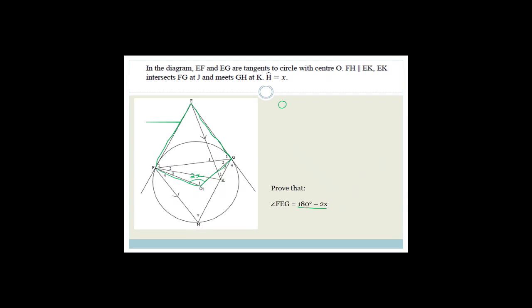So you could say that O1 equals 2x, because angle at center equals 2 times angle at circumference, okay? And therefore, angle FEG has to equal 180 degrees minus 2x, opposite angles of cyclic quad FOGE. And there you go. And that's how you prove it. Okay, so that's not too bad. Hey, not too bad at all.